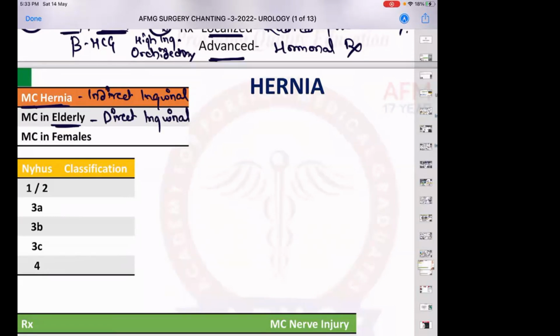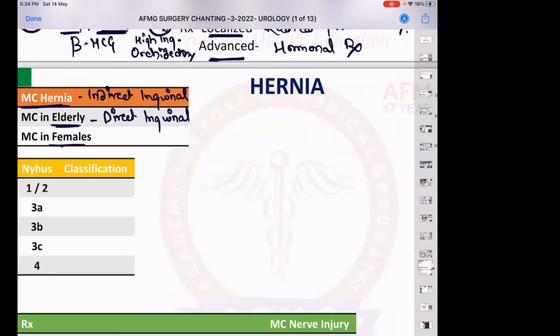So hernia, I hope all of you are quite aware, is due to a weak wall. It can be a weak abdominal wall or a weak inguinal wall, due to which the contents of the intestine can just come out. Please remember, the most common hernia in elderly is usually a direct inguinal hernia, which comes out from the weak abdominal wall.